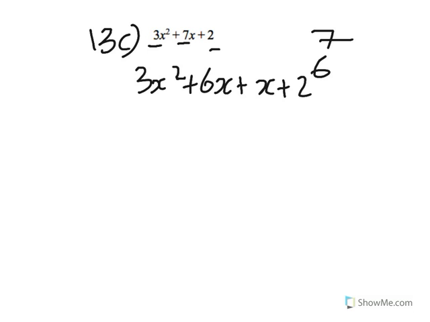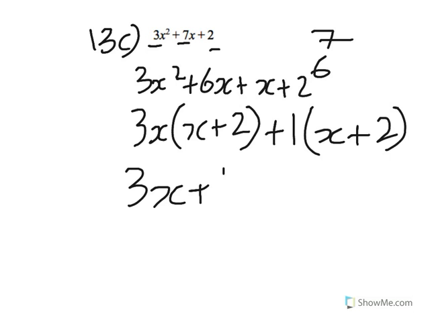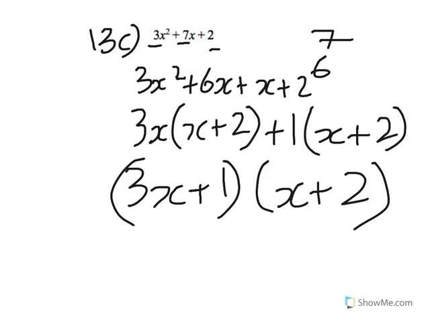Now between 3x squared and 6x, 3x is common, and that gives you x plus 2. And between x and 2, 1 is common, and that gives you x plus 2. I'm just rushing through this because I expect you know this already. And so that just gives you a simplified answer of (3x plus 1)(x plus 2).